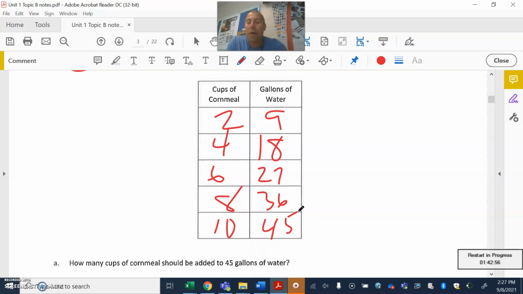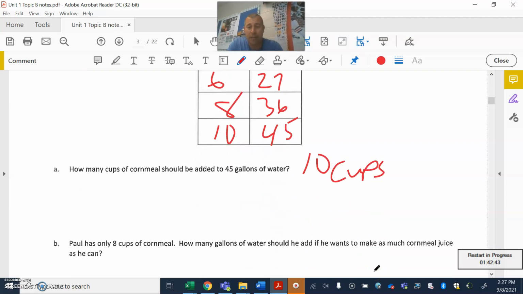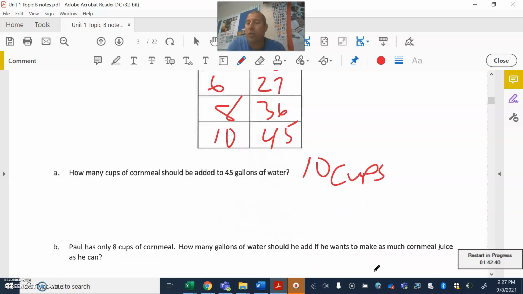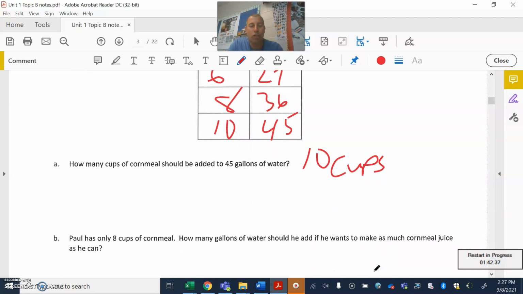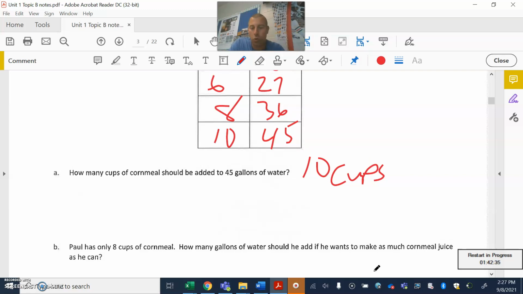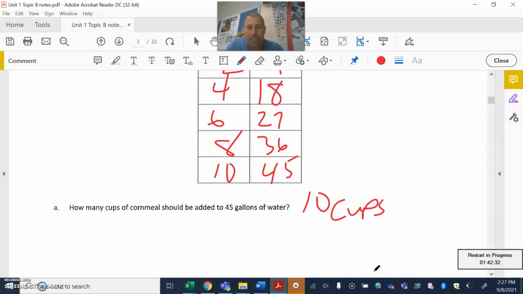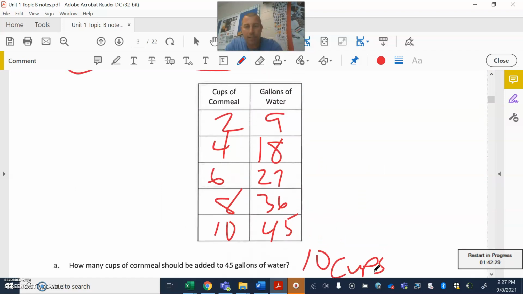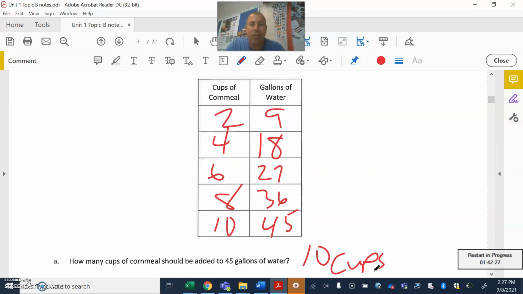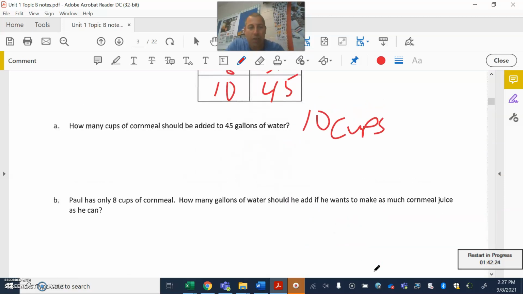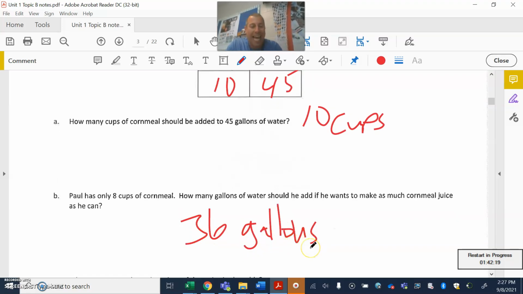How many cups of cornmeal should be added to 45 gallons of water? Well, let's go on our table. There's your 45 gallons of water. So, yep, 10 cups of the cornmeal. So we can just use the table that's there. All right, let's see what else we got. It says Paul has only 8 cups of cornmeal. How many gallons of water should he add if he wants to make as much cornmeal juice as he can? He has only 8 cups. Cups of cornmeal. Oh, so he's going to have to add in the 36 gallons of water. So, again, using the information and using the headings that are there.